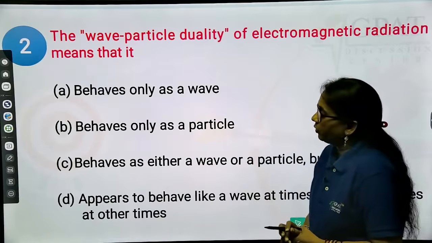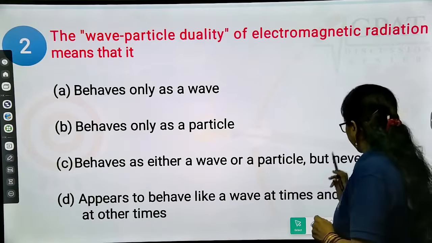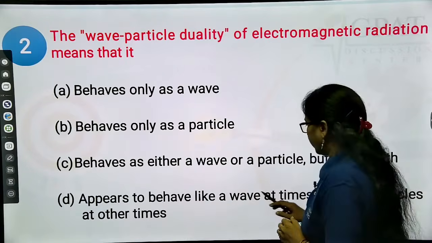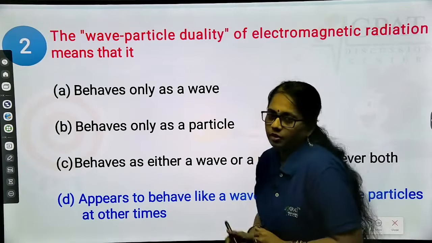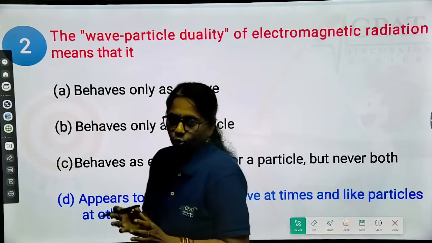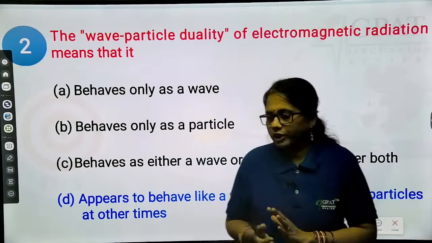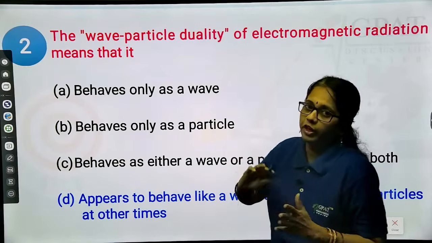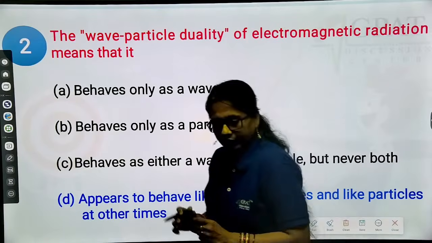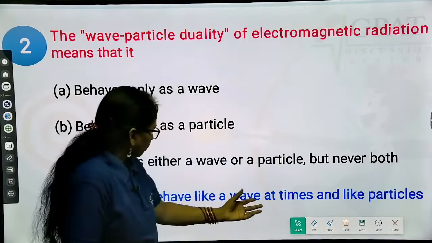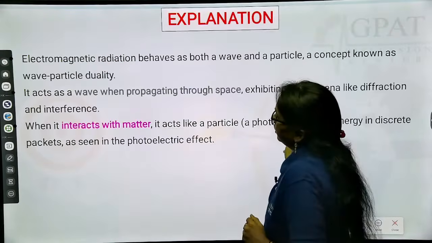Behaves only as a wave; behaves only as a particle; behaves as either a wave or a particle but never both; appears to behave like a wave at times and like particles at other times. The first 3 options are not correct, as only half of the part is correct. Only option D is right: electromagnetic radiation has both wave and particle properties, so it appears to behave like a wave at times and like particles at other times. That is the right answer.